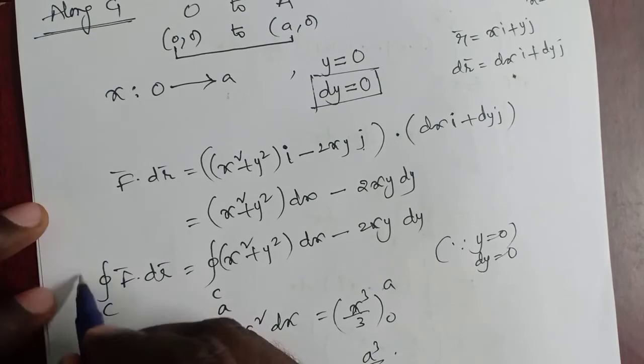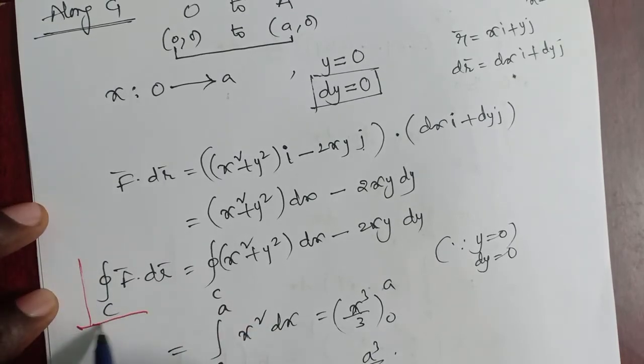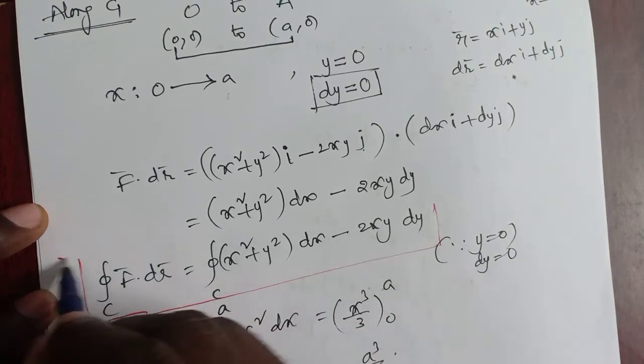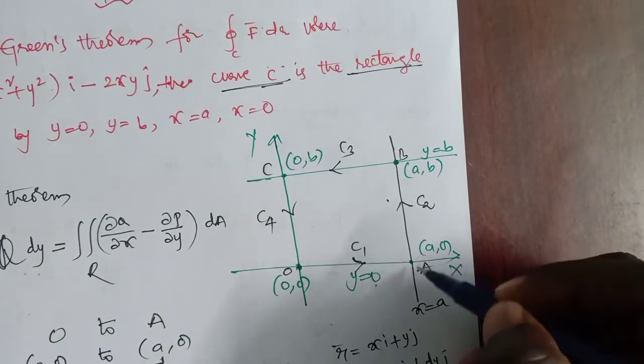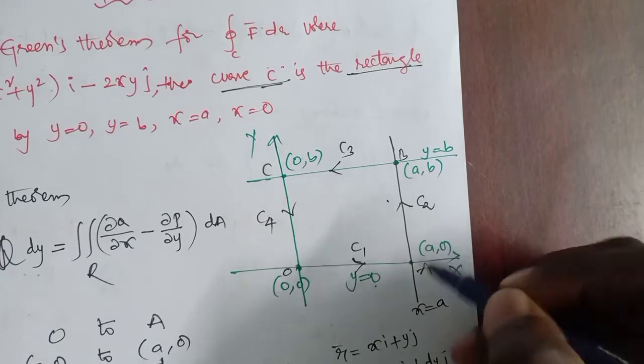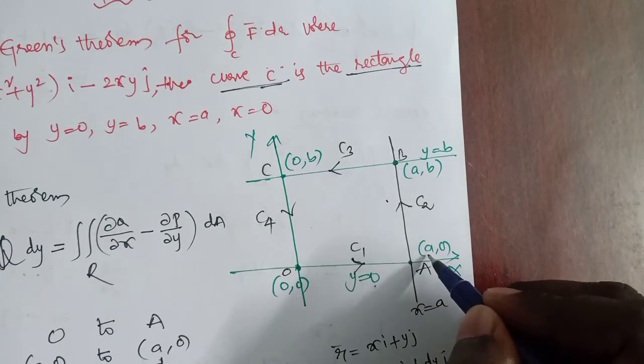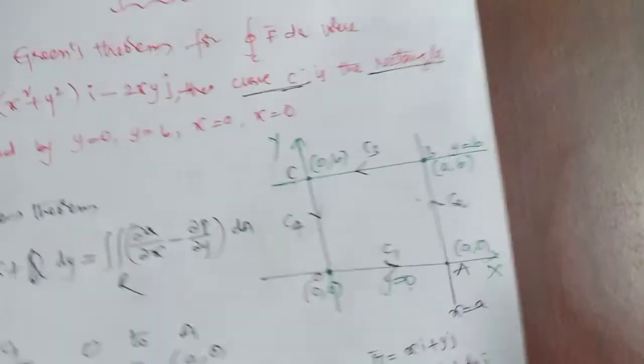Now, so this is the main problem. Now along C1 is completed, then coming to along C2, which is nothing but the direction from A to B, so the bounds are from A0 to AB.